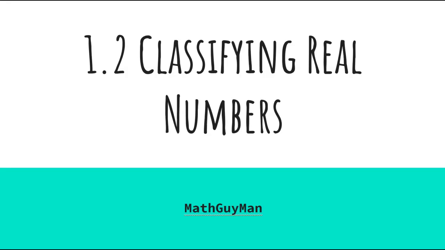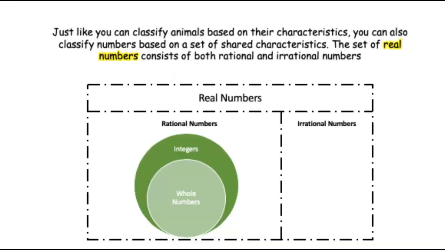In the past video, I've had videos that talked about classifying rational numbers. We've actually added now a set of numbers in the last video called irrational numbers. So we want to talk about how to classify those numbers and just remind you where other numbers fit in terms of our Venn diagram. So let's take a look.